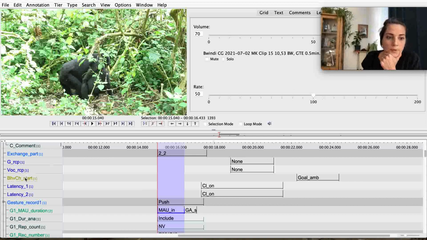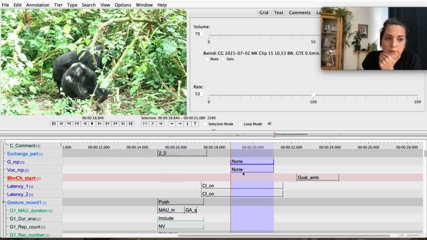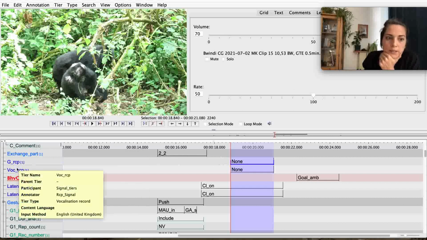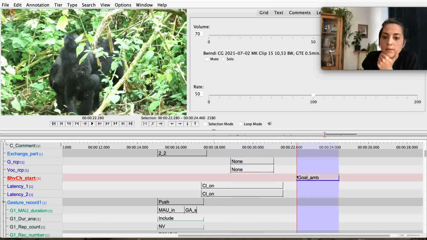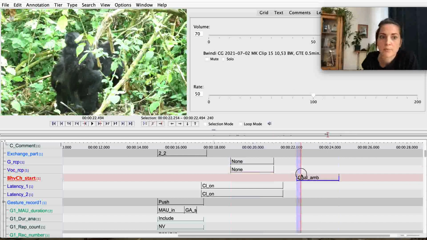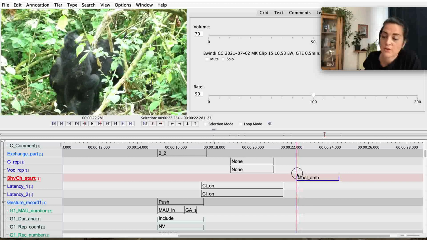And here we have timings, other timings. For example, when there would have been a gestural response by the recipient, it would have been marked here to have the timing, or a vocal response, it would have been marked here. Then we have the behavioral change start here, which is the time the goal was met. So in this case, we measure it from when the recipient was fully on the mother. And this is also the end of response weighting.